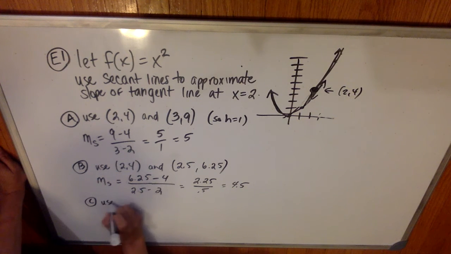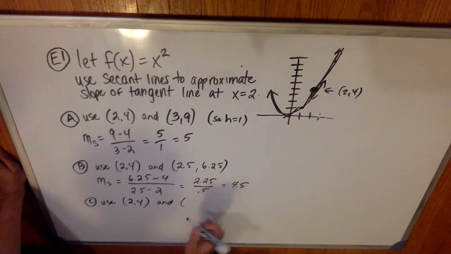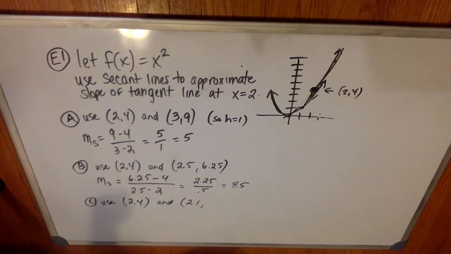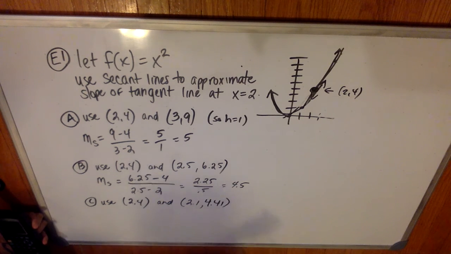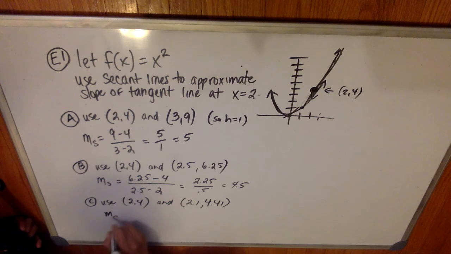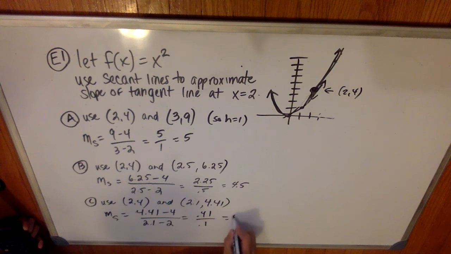So I'm going to use something pretty close together now. I'm going to use 2 comma 4, and then I'm going to pick, let's use 2.1. Sometimes my brain completely breaks, and I don't feel like doing 2.1 quantity squared. Cool. So this is 4.41, which I should have been able to come up with. But hey, every once in a while we don't have a brain that works. So I'm going to get y minus the y value over x minus the x value, right? We get 0.41 divided by 0.1, which is going to be 4.1.